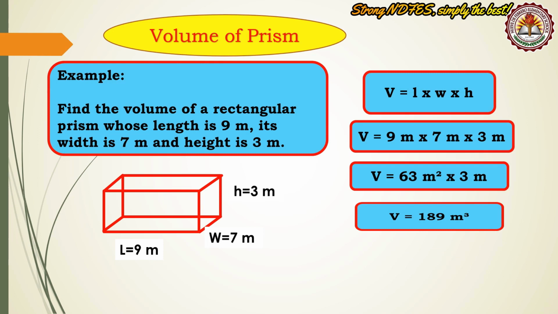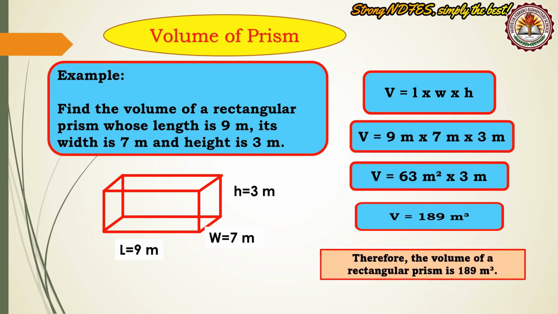Unahin nating kunin ang product ng length and width. So, 9 meters times 7 meters is equal to 63 square meters. Then, multiply the height, which is 3 meters. So, we arrive at the answer, which is 189 cubic meters. Therefore, the volume of this rectangular prism is 189 cubic meters.